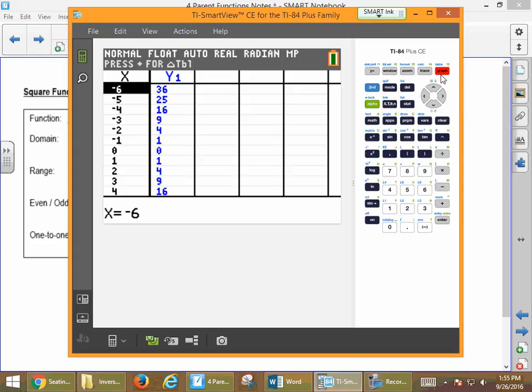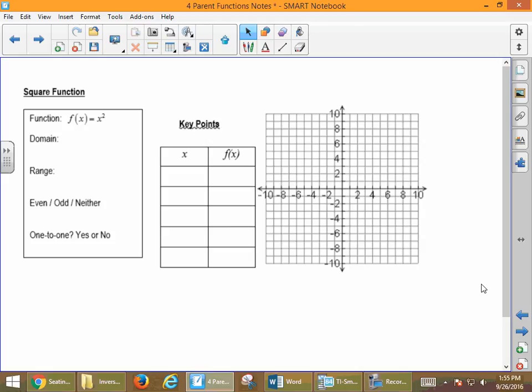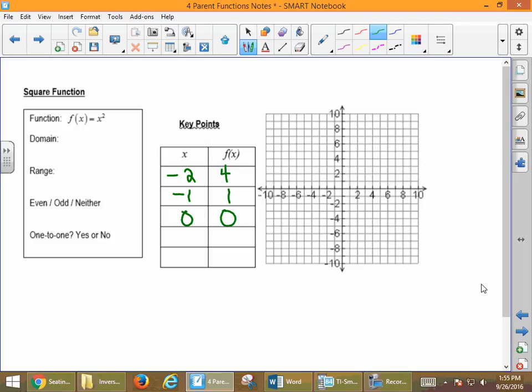And in terms of key points, I'm going to say -2, 4, -1, 1, 0, 0, +1, 1, and +2, 4. We've got 0, 0, 1, 1, 2, 4, -1, 1, and -2, 4. And there's the picture of our function.